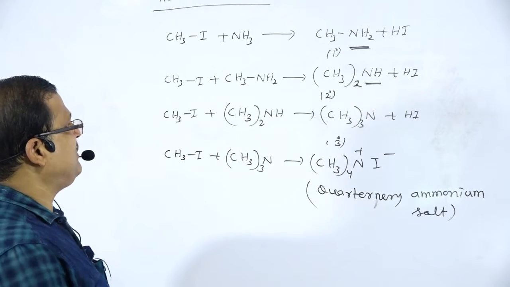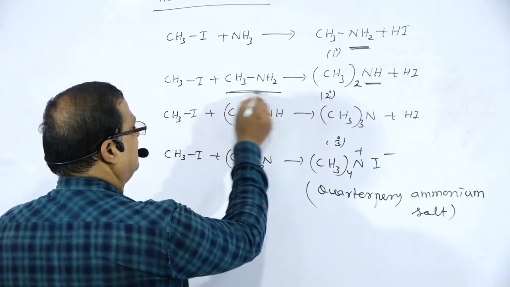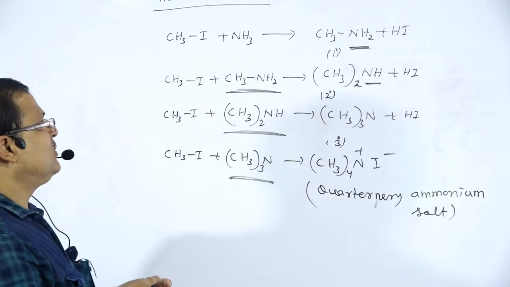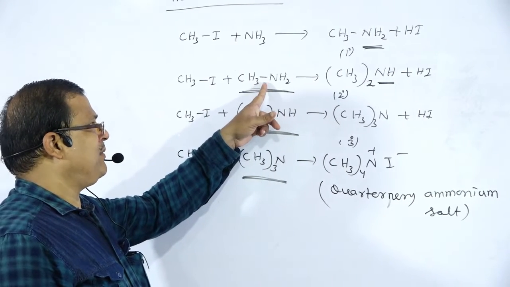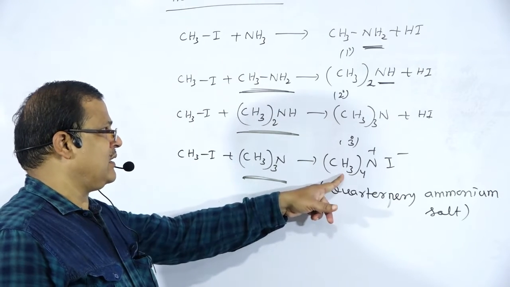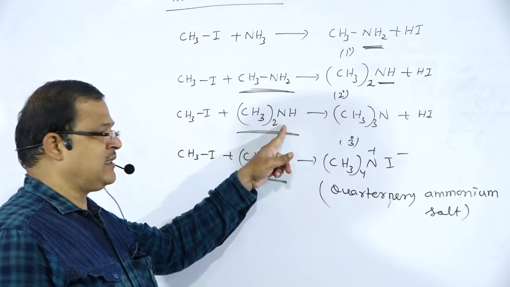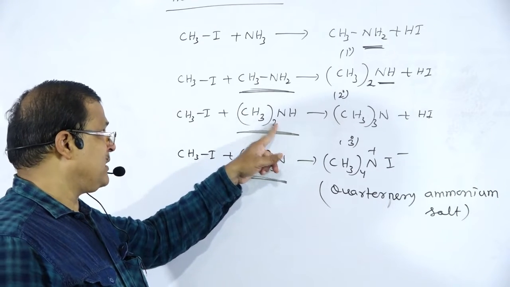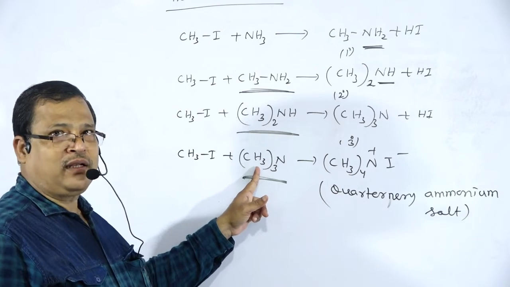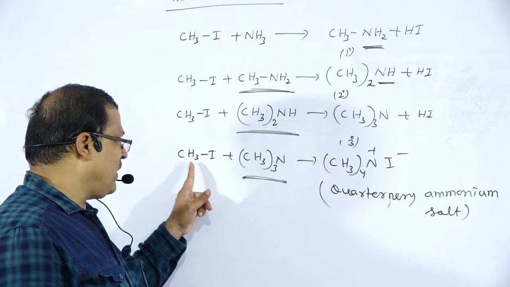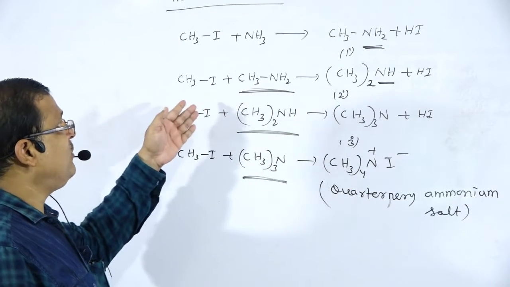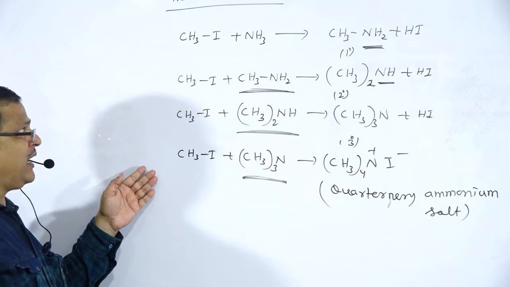So how do we distinguish between primary, secondary and tertiary amines by this method? A primary amine reacts with 3 molecules of alkyl halide to form the quaternary salt. If we start from a secondary amine, it will react with 2 molecules of alkyl halide to form the quaternary salt. If we start from a tertiary amine, it will react with only 1 molecule of alkyl halide to form the quaternary ammonium salt.